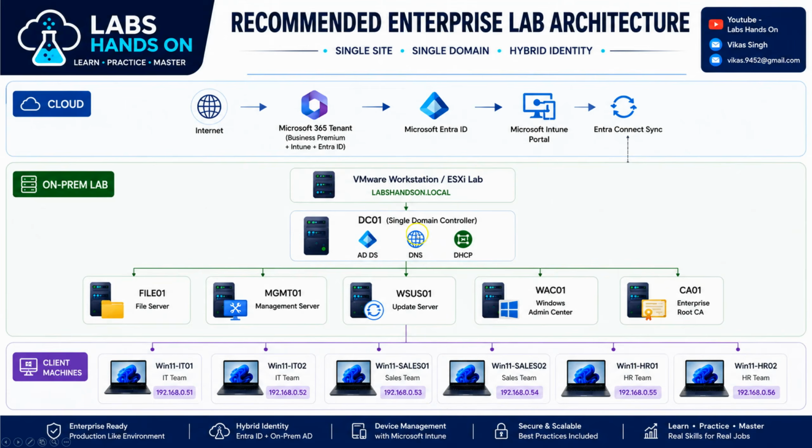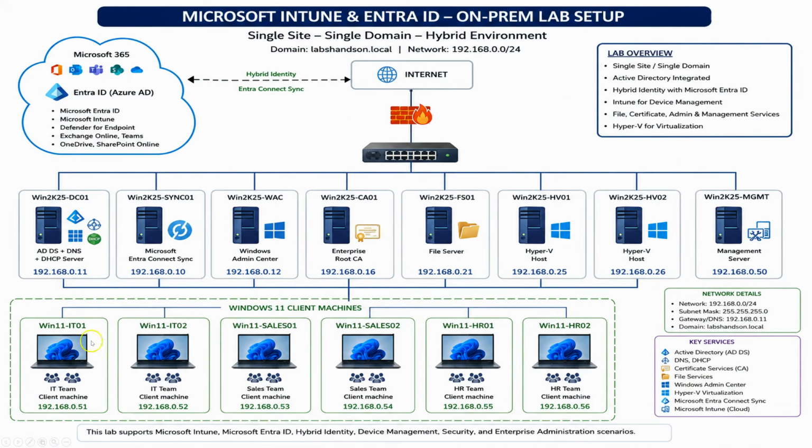So if you see here, I've got my domain controller, Win2K25 DC01, which is a single domain controller running Active Directory, DNS and DHCP. And then I've got file server, management, WSUS, SCCM server and CA. And then I've got client machines also: 2 client machines for IT, 2 for sales and 2 for the HR department. And this is my complete infrastructure.